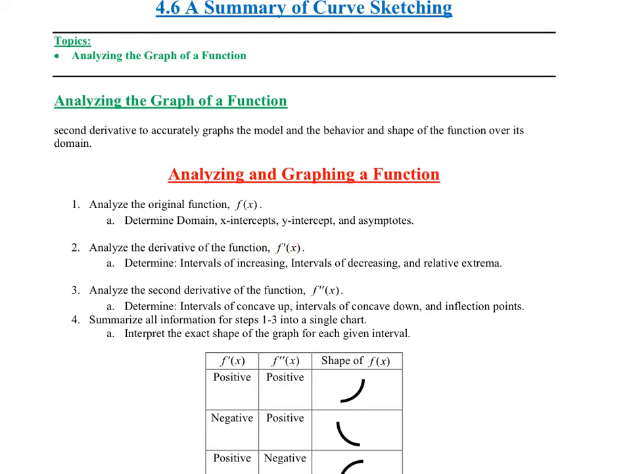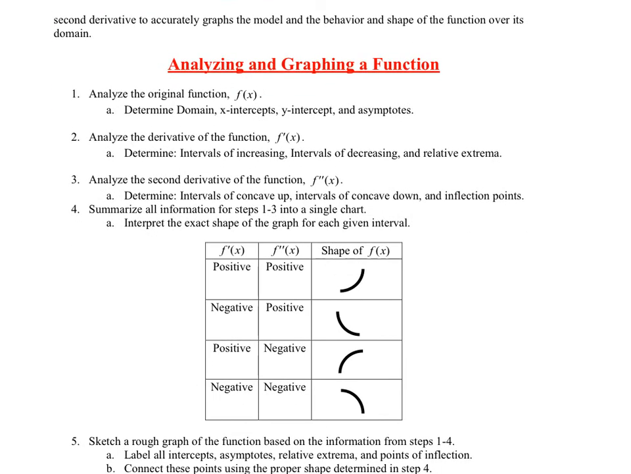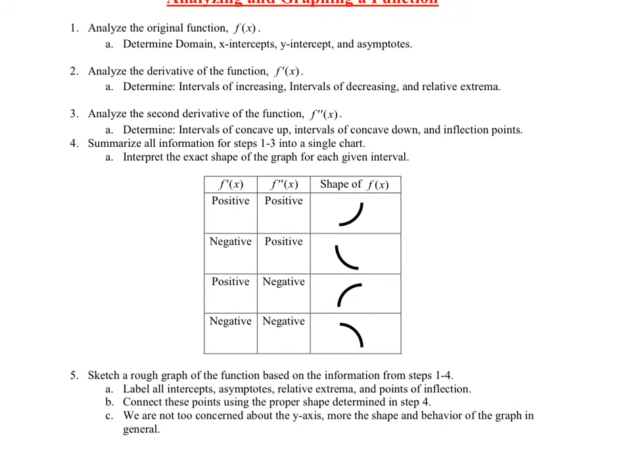Remember, the derivative tells you when it is increasing, when it is decreasing, and use the first derivative test to find any relative extrema. Then we're going to find the second derivative and analyze that. Remember, the second derivative gives us concave up, concave down, and inflection points. And then we're actually going to be able to put all of that information together, and we can determine the exact shape of the graph.